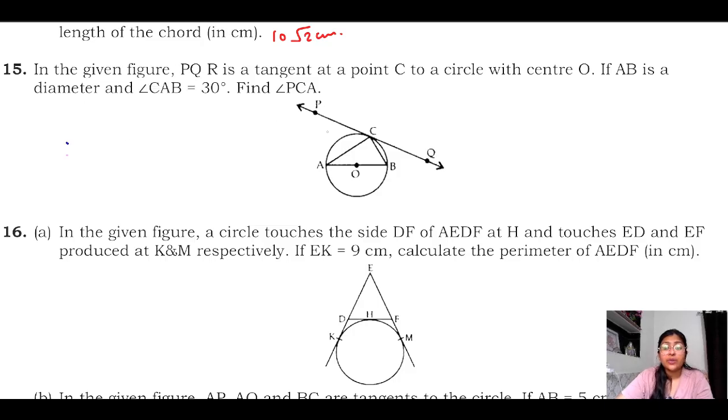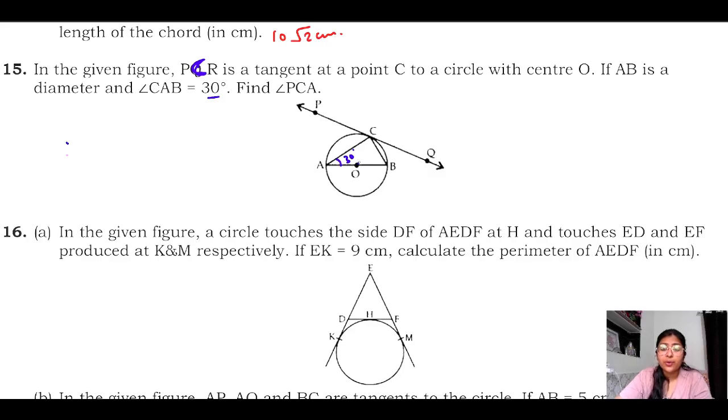In the given figure, PCR is a tangent at a point C to the circle with center O. AB is a diameter. Read. This angle ACB will be 90 degrees by the theorem, angle in a semicircle is 90 degrees. Read this statement. Angle CAB is given as 30 degrees.